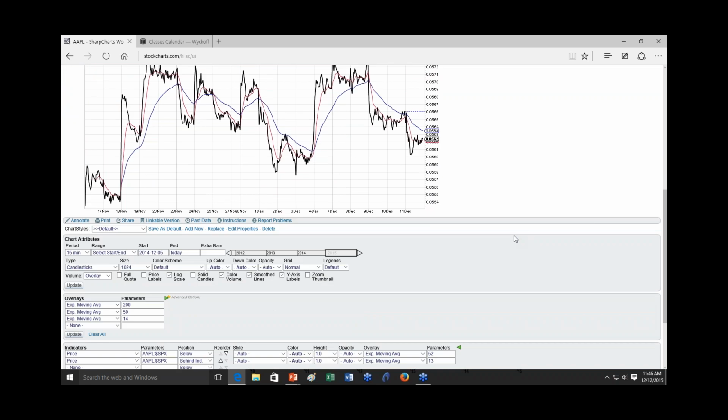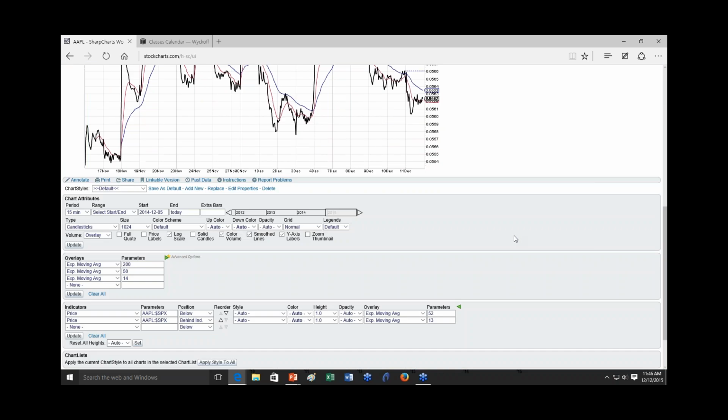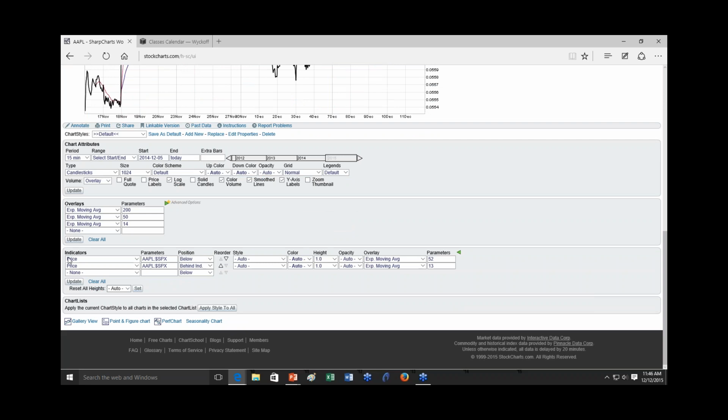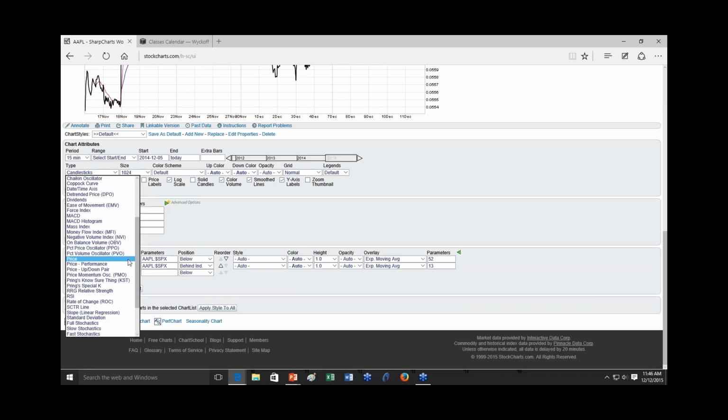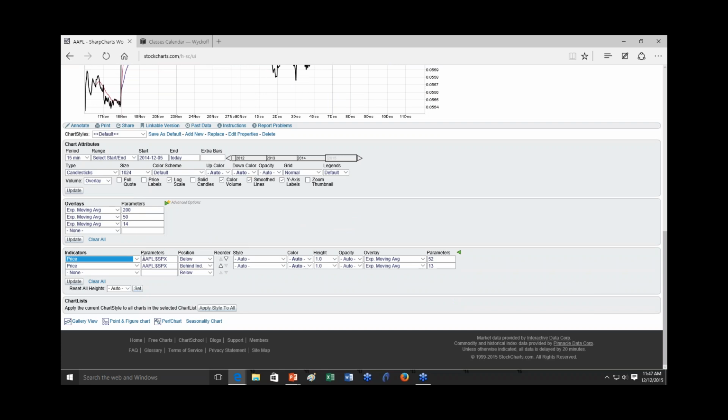So on stockcharts.com, this is what I do. I go to the indicators and I choose the price, and then you take the symbol of the stock and then the semicolon, and then you divide the stock price by any of the market proxy that you want to use. I'm using S&P 500 here.